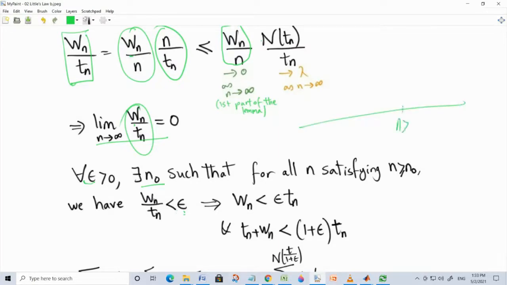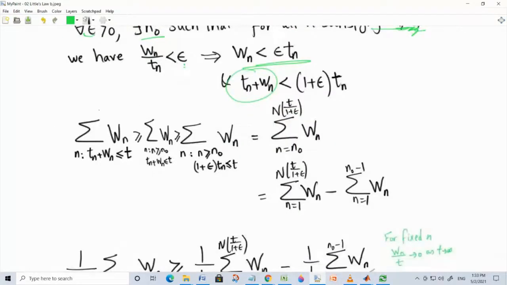So there is an index n greater than or equal to n0 such that Wn over Tn is less than epsilon, which means that Wn is less than epsilon Tn. Because this limit is true, we are guaranteed to be able to find this n0 such that this is always true. Now add Tn to both sides. On one side we have Tn plus Wn, on the other side Tn plus epsilon Tn, so that's (1 plus epsilon) Tn.